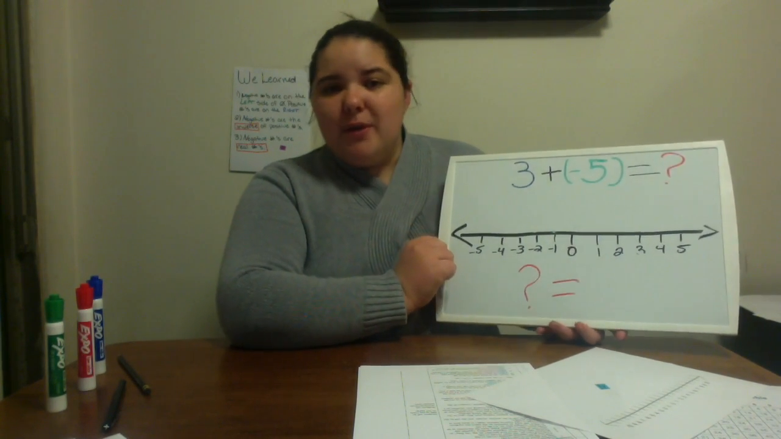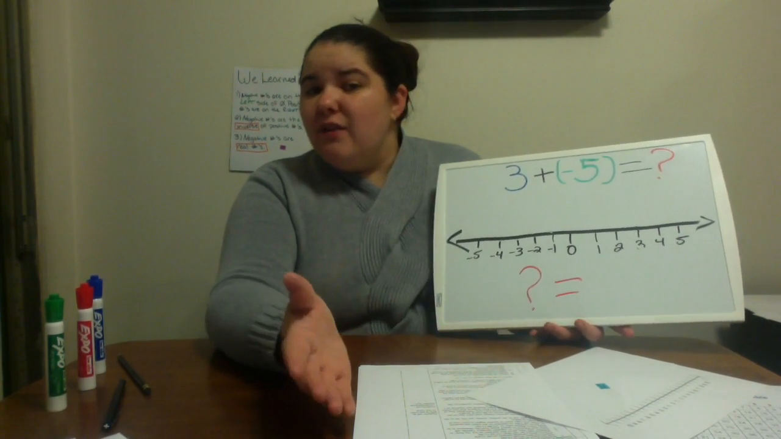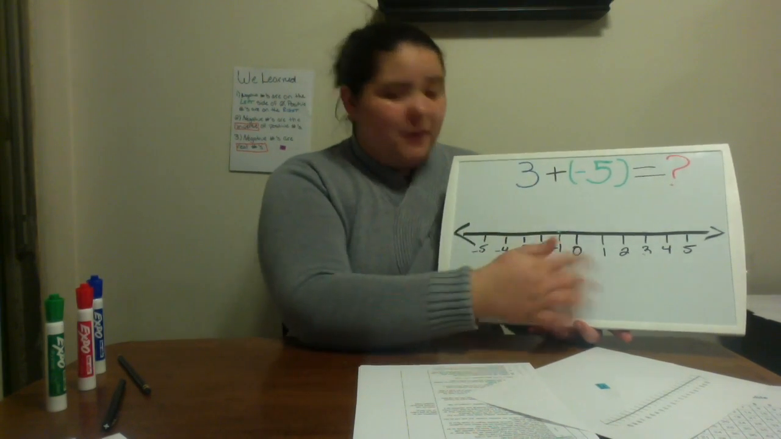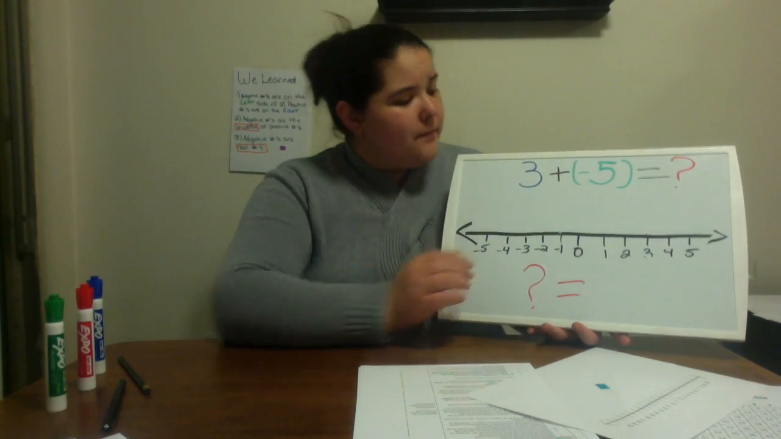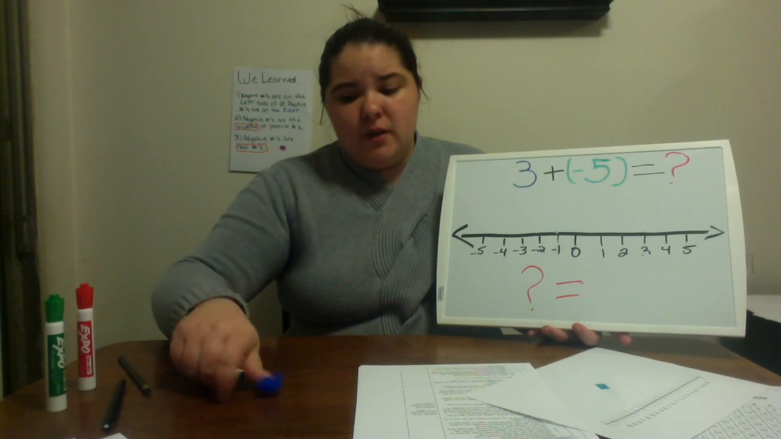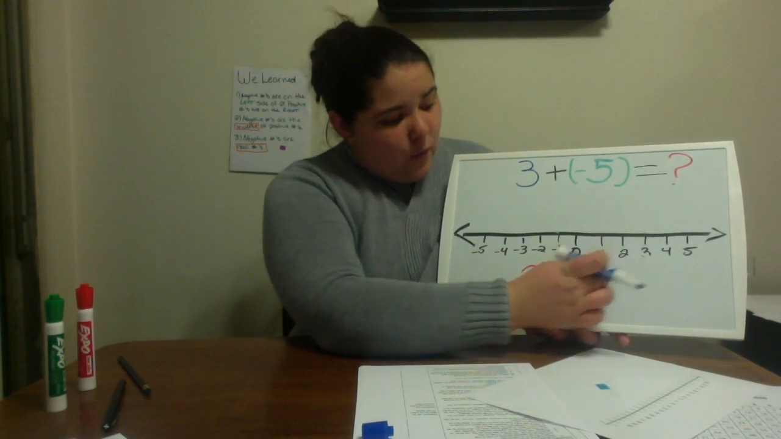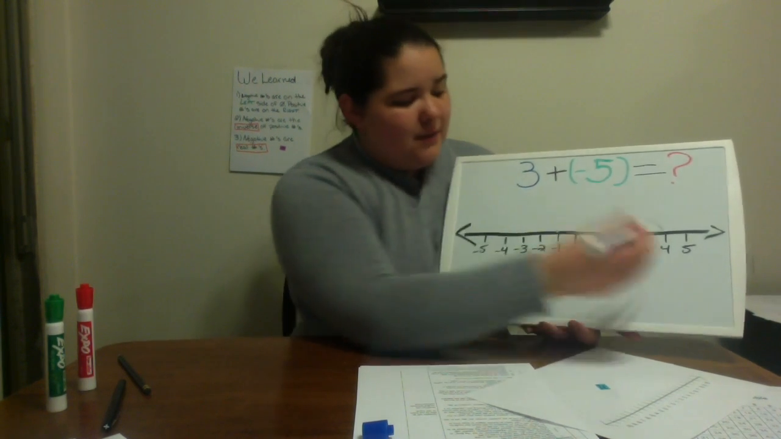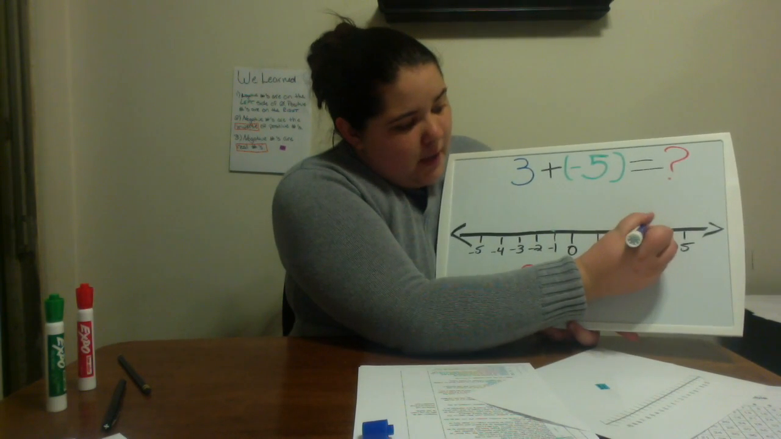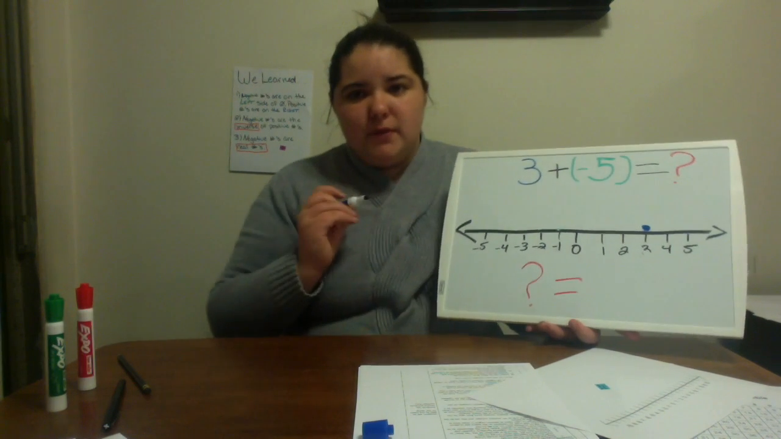So the first step when using a number line, we kind of already know how, but it's a little bit different because we've never had negatives before. So what we're going to do is mark where our 3 is going to be on our number line. So we can see that 1, 2, 3 on the positive side, that's where we're going to mark our little blue circle. Okay?